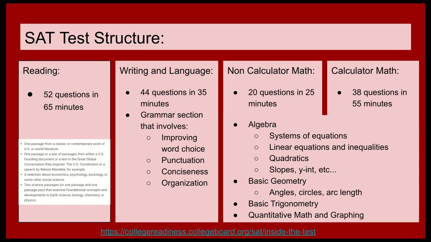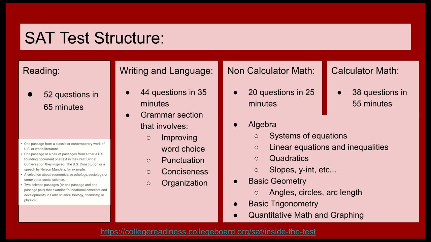And here's a screenshot from the College Board describing the content of each of those passages. You've got one passage from a classic or contemporary work of US or world literature. You've got one passage or a pair of passages from a founding document or text, some political text, basically. The next one is a selection about economics, psychology, sociology, or some other social science. And then two science passages, or one passage and one passage pair, that examine foundational concepts and developments in earth science, biology, chemistry, or physics.